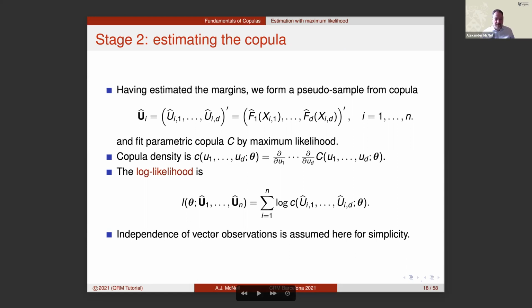I've assumed here that all of my vector observations are independent. There are a couple of small issues with that. To begin with, we can apply this method to data which have serial dependence because they come from time series, and it doesn't tend to be a problem if we have enough data in terms of getting point estimates. The other issue is that in forming a pseudo sample, even if the original data were independent, you actually introduce a little bit of dependence through the common marginal estimates. So for simplicity, we'll assume independence, and most software does that.